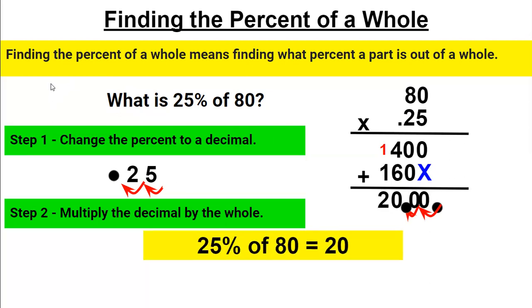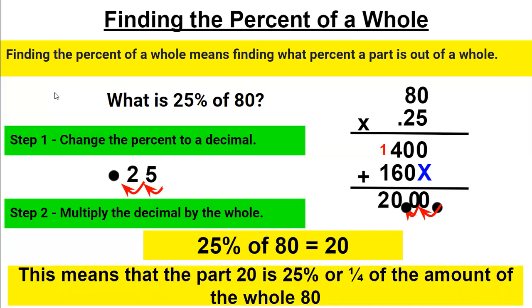So 25% of 80 equals 20. That should be 1/4 of 80, which it is. If you count by 20s, 20, 40, 60, 80, there's 4 20s in 80. This means that the part, 20, is 25% or 1/4 of the amount of the whole, which is 80. Okay, let's see another one.